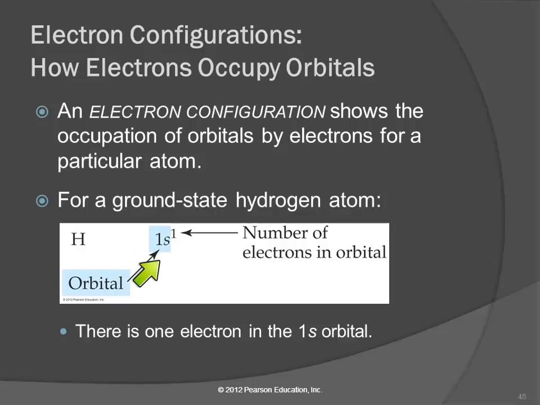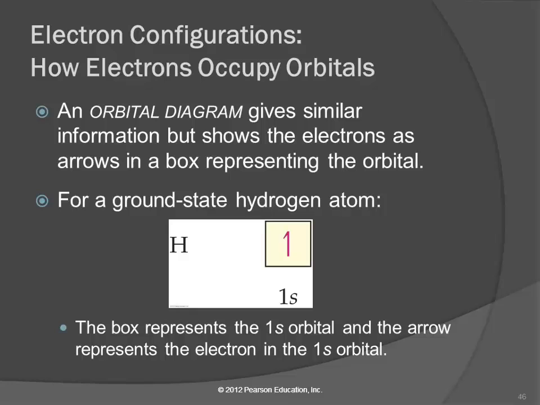And so if we look at the ground state for hydrogen, hydrogen only has one electron. 1s is the lowest energy orbital. It's the first level, n equals 1. n equals 1 only has one sublevel, the s sublevel. And so this is the designation for the orbital, 1s. And then as a superscript, we indicate how many electrons are in that orbital, or in that subshell. So this is 1s1. For hydrogen, it only has one electron, and it's in the 1s orbital.